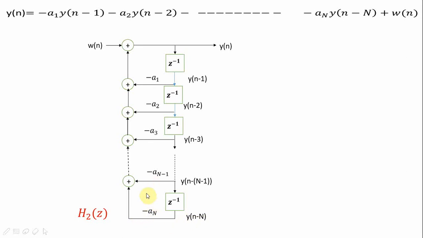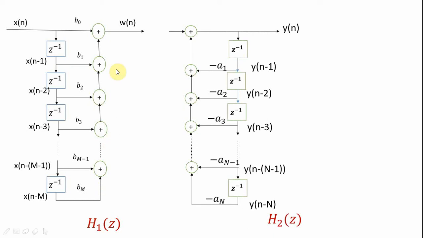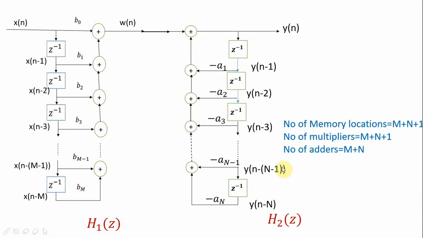So taking two signals at a time is sum, and at this point we have all the terms starting from minus a1 y of n minus 1 up to minus aN y of n minus N. To this we add w of n to get y of n as per this equation. This is the subsystem H2 of z. Next we connect these two subsystems in cascade to get the whole of the system H of z. So connect them in cascade like this. So we get H1 of z into H2 of z, which is equal to H of z.